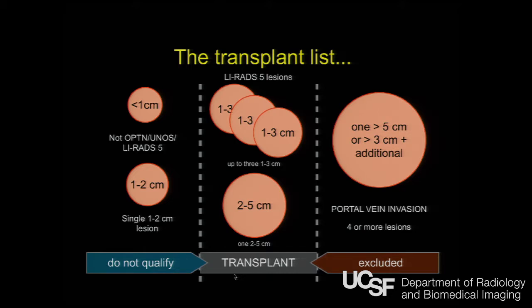The key point here, though, is you want your patients to get onto the transplant list, and when you call things LIRADS 5, that helps move them onto the transplant list, whereas if you call it a LIRADS 4, they don't get MELD criteria for the transplant list.